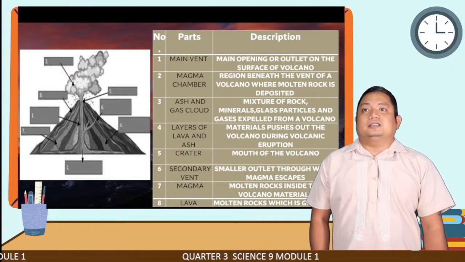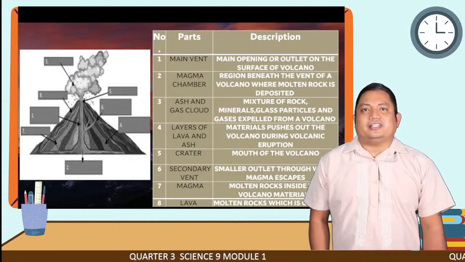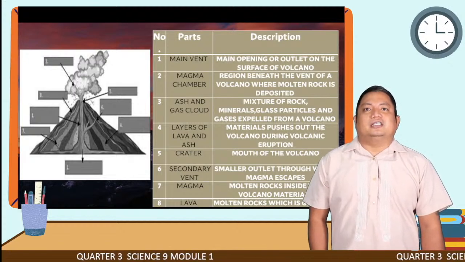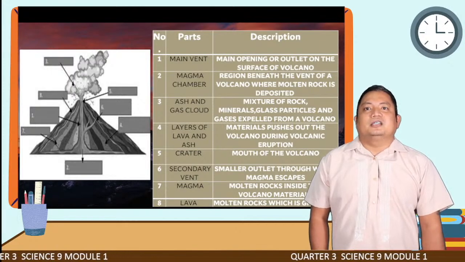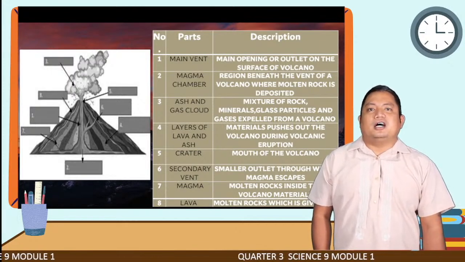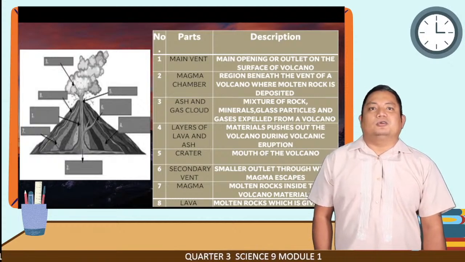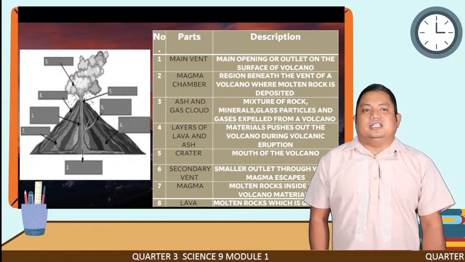Number five, yes, it is crater, mouth of the volcano. Number six, it is the secondary vent, small outlet. Number seven, magma, molten rocks inside the volcano, and lava is the molten rock which is given off. Very good.